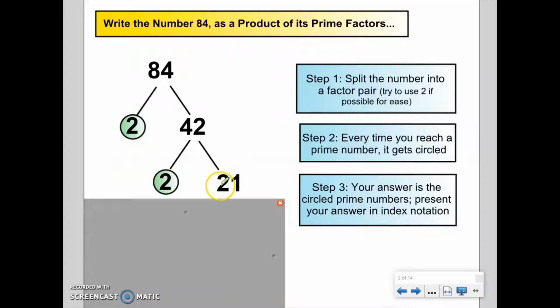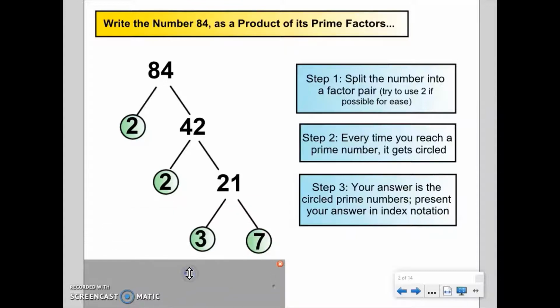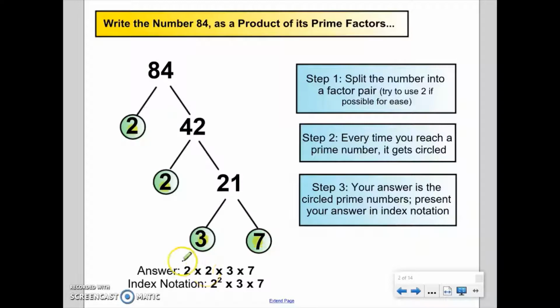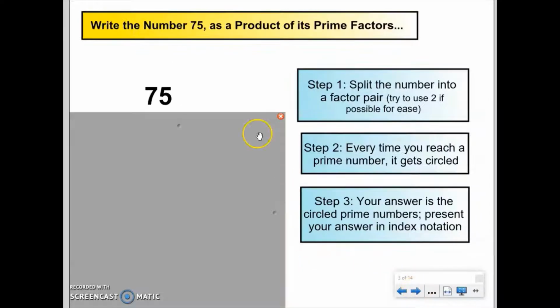Now I'm dealing with the number 21. I can't use the number 2, but I can split it into the factors 3 and 7, because 3 times 7 gives me 21. So now I'm left with 2 times 2 times 3 times 7, which would give me 84. So to present 84 as a product of its prime factors, my answer would be 2 times 2 times 3 times 7, or 2 squared times 3 times 7.